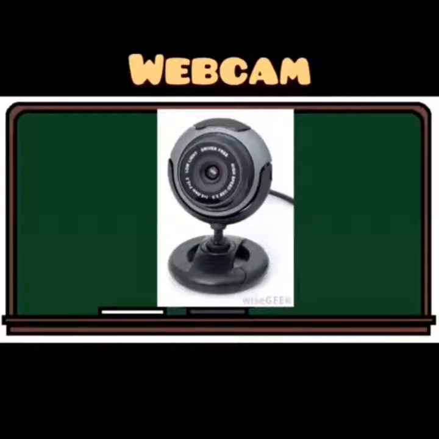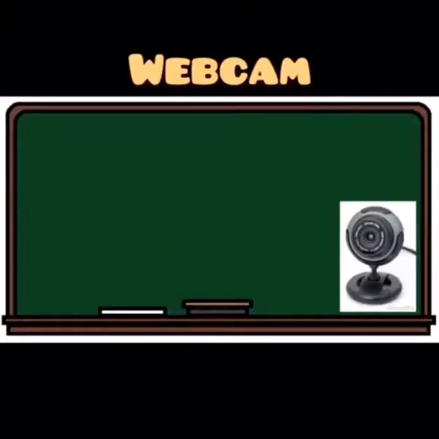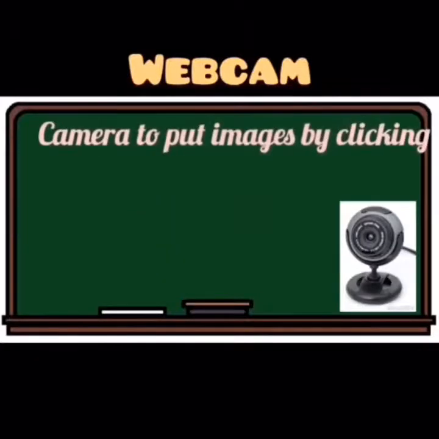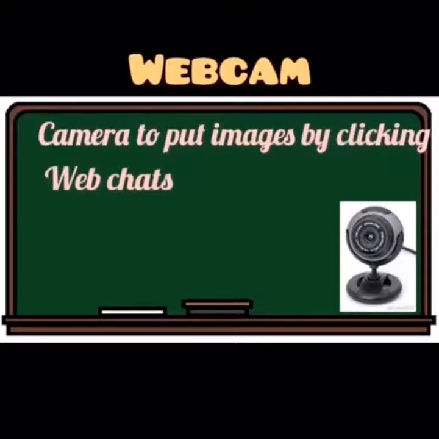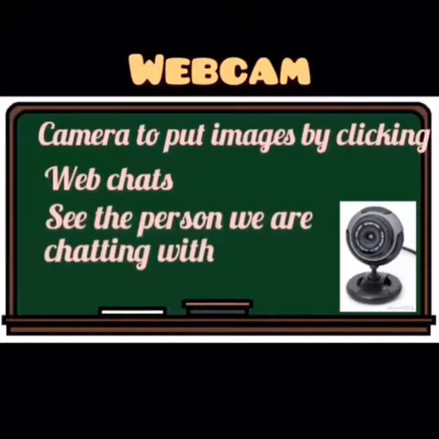Next is webcam. This is a picture of a webcam. And how can we call it an input device? Because we can take a picture or image by clicking on it. Just by clicking on it, we can take our own image and we can save it in the computer. That means we can feed it to the computer. Even we can chat with other people. How? We can see them directly and we can chat with other people using a webcam.